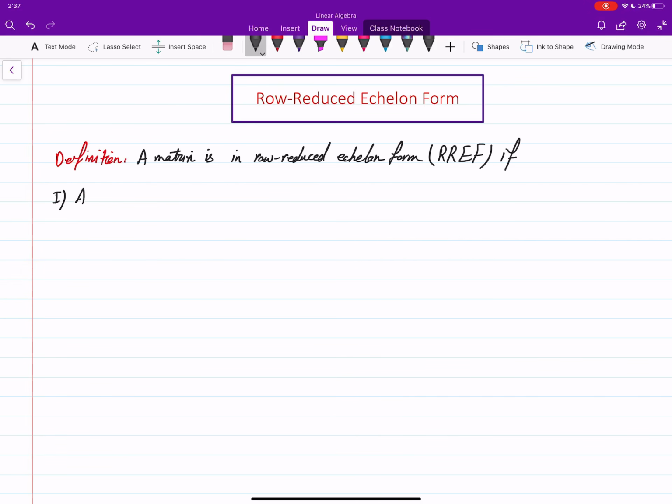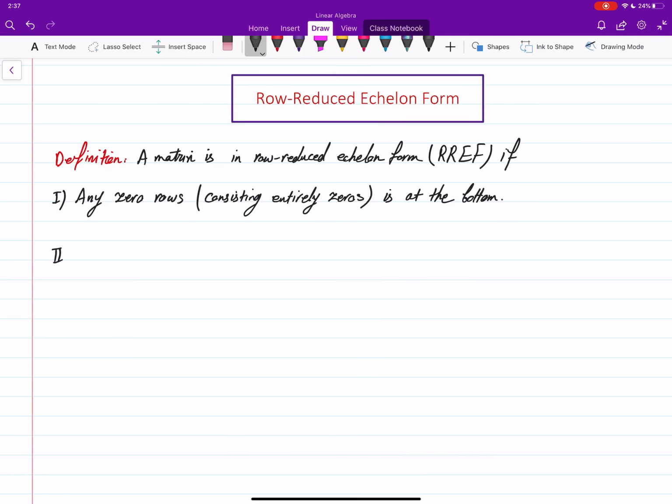So any 0 rows, by 0 rows we mean the rows consisting entirely of zeros, so all entries are 0, any 0 rows are at the bottom. So that's the first thing.